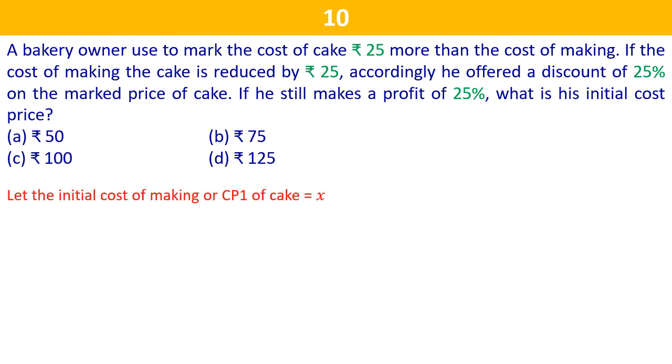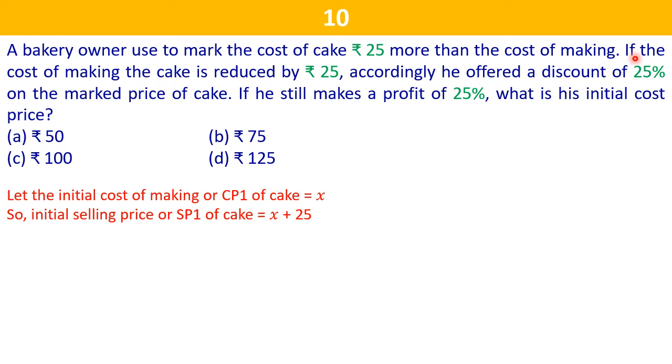Let the initial cost price of making, so-called cost price 1, CP1 of the cake be X rupees. He used to make a profit of 25% because the bakery owner used to mark the cost of the cake 25 more than the cost of making. So the selling price was 25 rupees more than this. So SP1 is X plus 25.